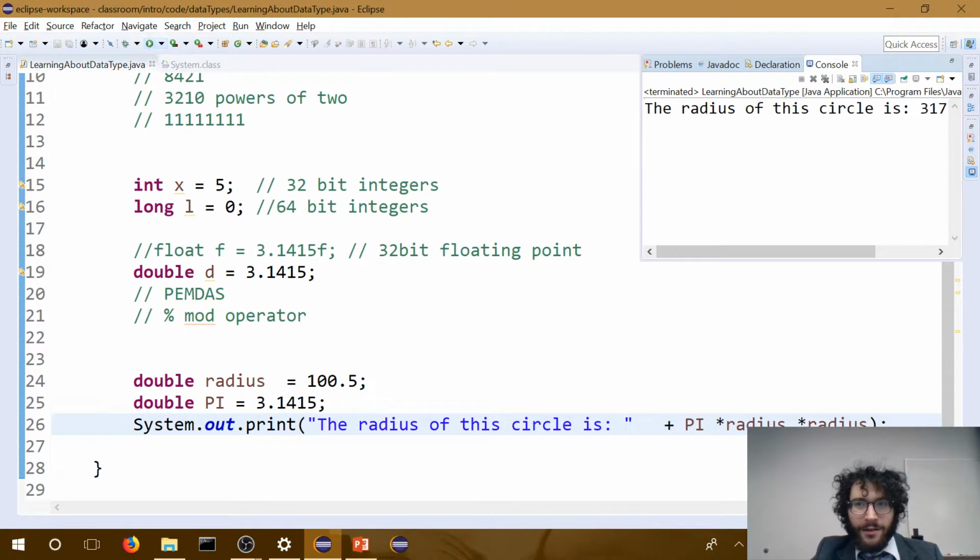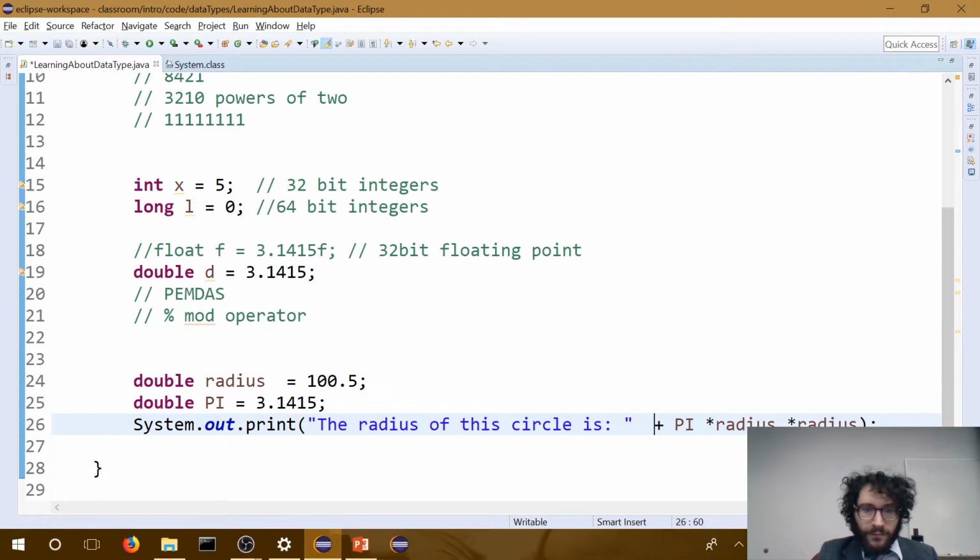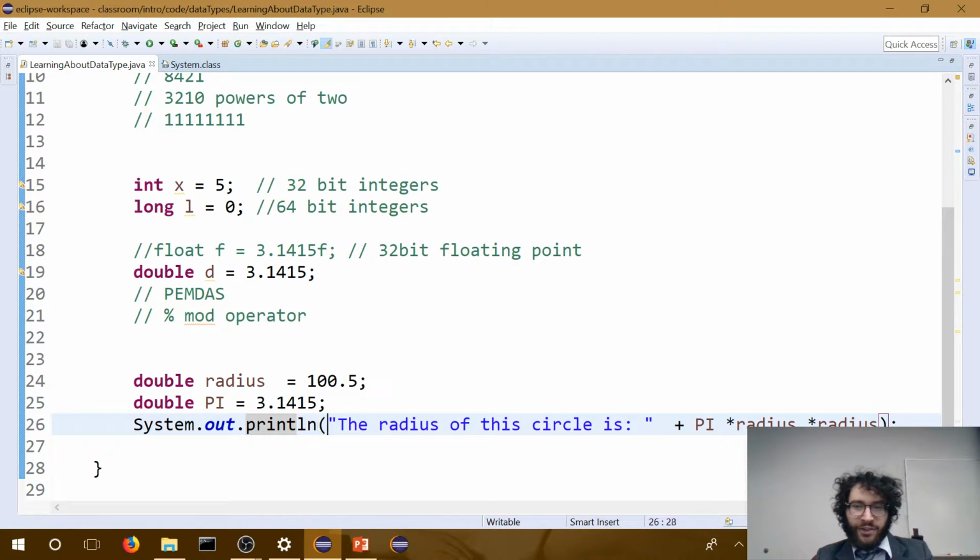That's kind of weird. The radius of the circle is this. All right, so this is our first lesson in automatic type conversion. And what's going on here? Well, we need to evaluate this kind of stuff. This is an expression, like anything else. This needs to be evaluated by Java in order for us to understand what it is.